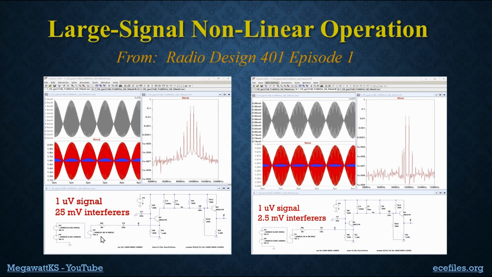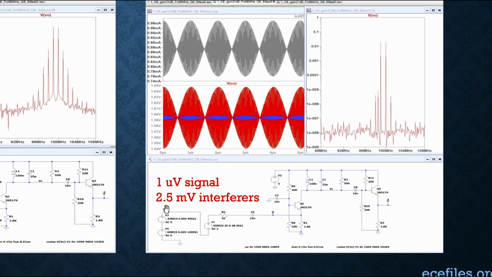Notice also that you can't even see the amplified version of the desired 1 microvolt signal in this FFT. However, over here on the right, we can. What I've done is decrease the interferer levels by 20 dB. They were 25 millivolt, now they're 2.5 millivolt. I left the desired signal at 1 microvolt. I've also shifted the desired signal to 98.5 megahertz instead of 98 megahertz like it was before. And that's so that I can distinguish it from the intermod product, which was falling on that 98 megahertz.